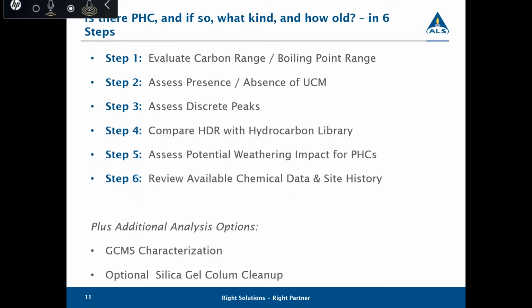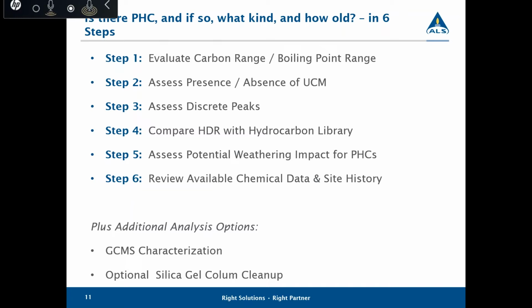So we have actually come up with 6 easy steps to interpreting what we call the hydrocarbon distribution reports, or HDRs. First of all, we evaluate the carbon range, the boiling point range. The second step, we assess the presence or absence of the unresolved complex mixture, which we call UCM. Then we look at the discrete peaks and try to assess them.